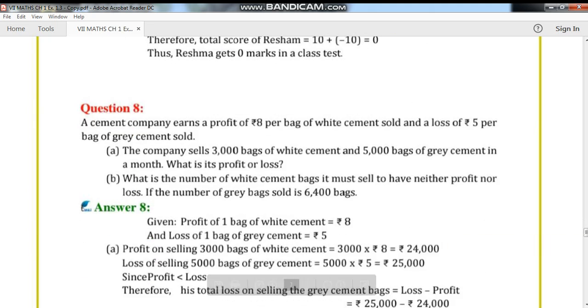Coming to question number 8, it is said that a cement company will earn a profit of rupees 8 when it will sell the white bags of cement, and it will get a loss of rupees 5 when it will sell the grey bags of the cement. Now the question is asking, if the company is selling 3000 white bags and 5000 bags of the grey cement, then what will he earn, profit or loss?